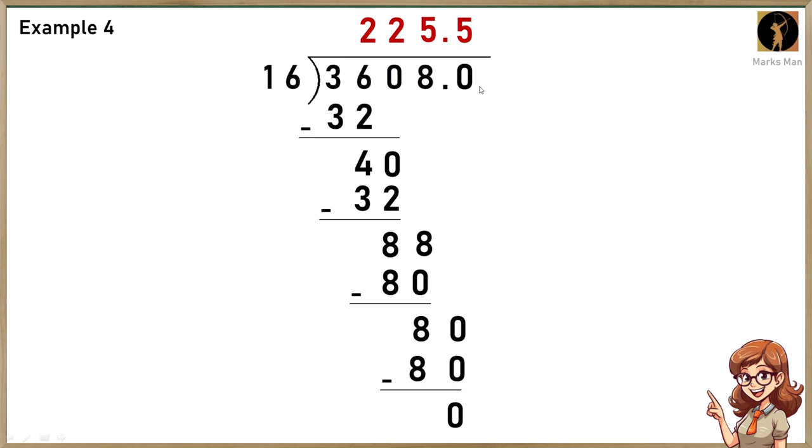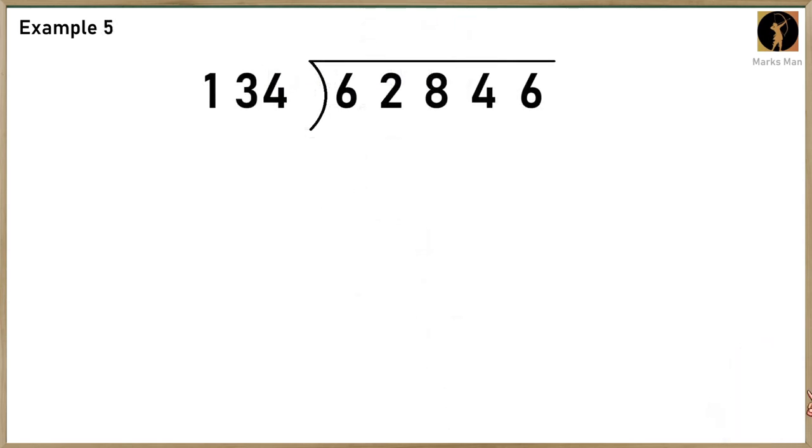Since you end up with 0 and you don't have another number from your dividend to bring down, the final answer is 225 and 5/10. Therefore, 3,608 divided by 16 is equal to 225 and 5/10. I hope that's clear. Next example.